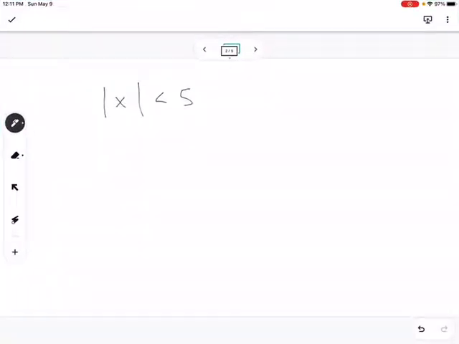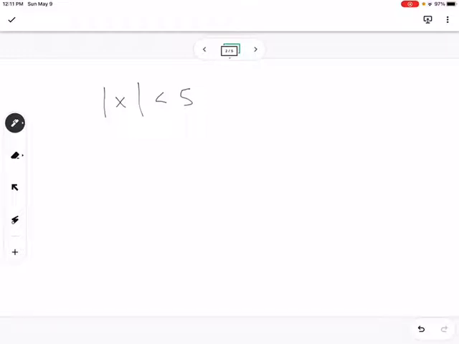Okay, so now we're talking about inequalities, and it's a little bit more complicated than solving equations with absolute values, but at the same time, if we use the same logic that I showed you in the equations, it makes it a little simpler. So let's start off with a simple one. What we're asking here is what values of x have an absolute value of less than 5.